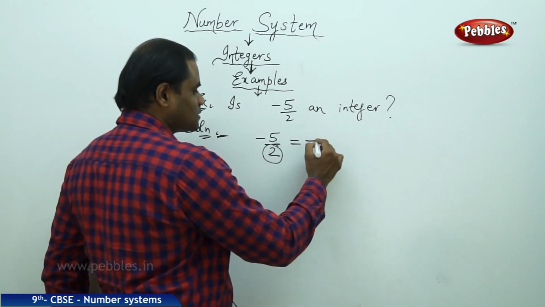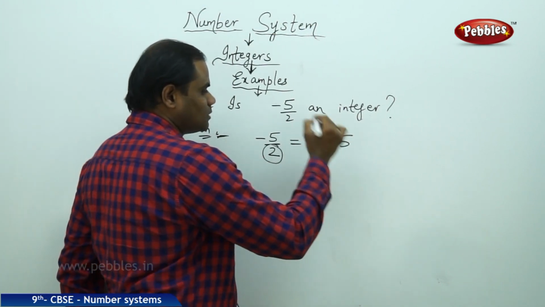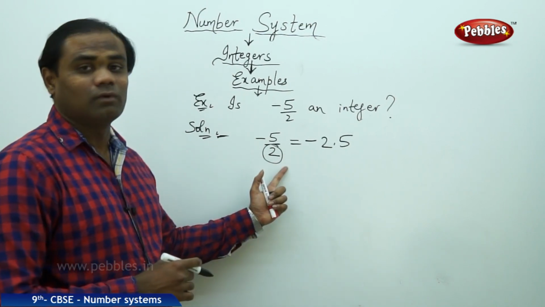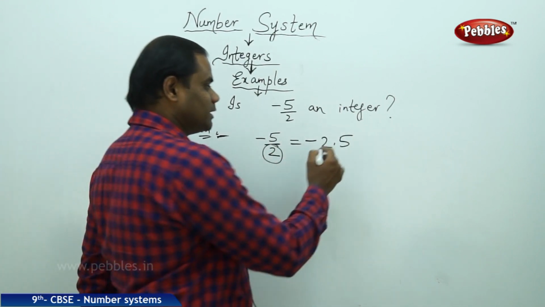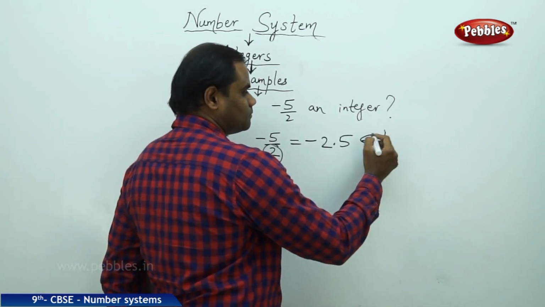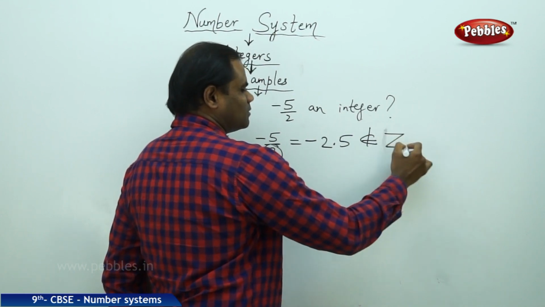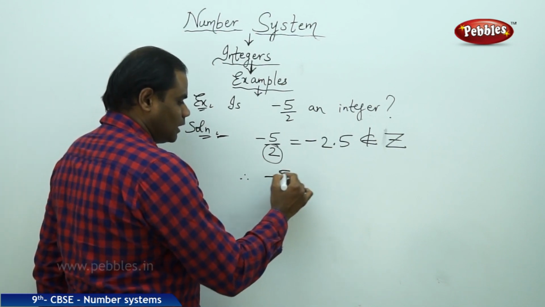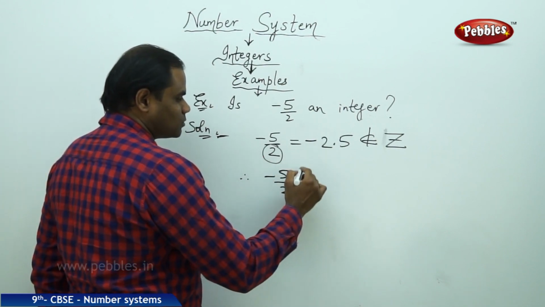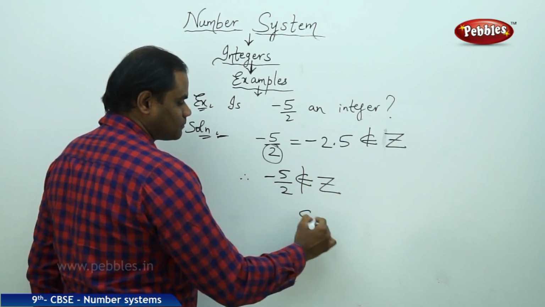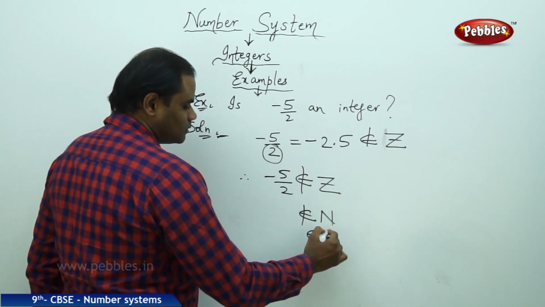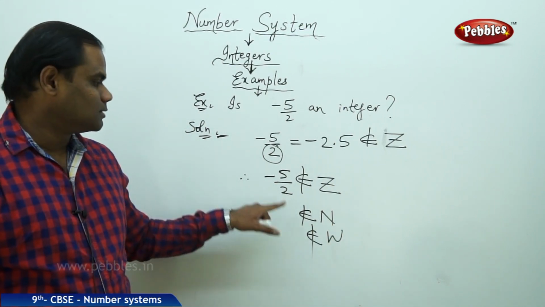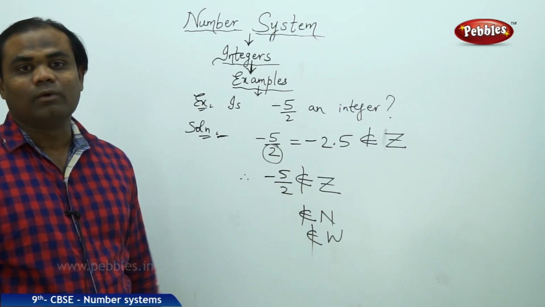And therefore this can be expressed only in decimal form, but cannot be expressed as a non-decimal form with the denominator 1, and therefore this is clearly not an integer, not a natural number and not a whole number. So the outcome is minus 5 by 2 is not an integer, not a natural number, not a whole number, because we don't have 1 in the denominator.